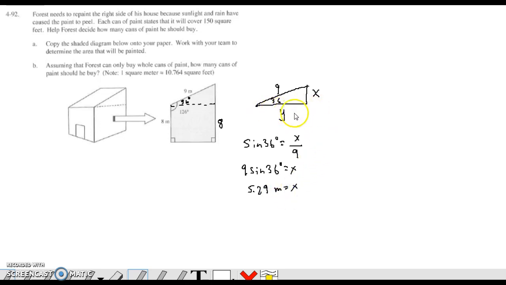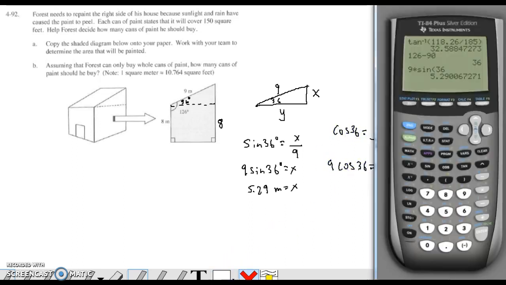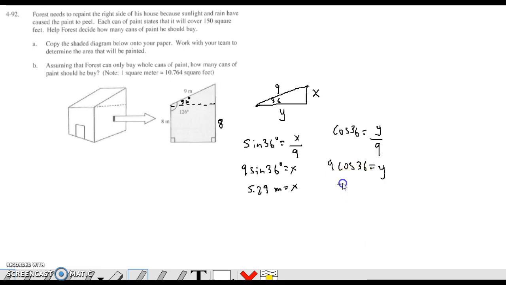And then I need to find my y value. So again, there's 2 things I can do. I can use the Pythagorean theorem, or I can use another trig function, either one. I'm going to use trig. So I'm going to use cosine of 36 is equal to y over 9. So 9 times the cosine of 36 will equal my y. So 9 cosine of 36, 7.28. So if I know that this is 7.28, I know that this is also 7.28.